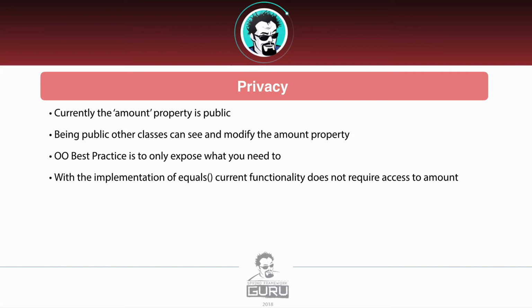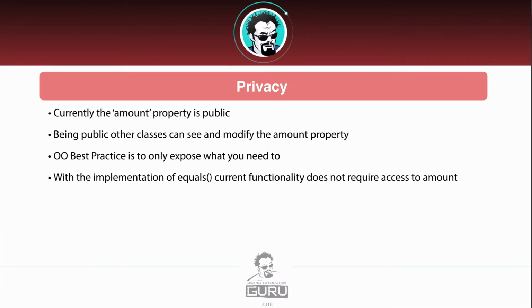And in the last video, we implemented the equals functionality. That kind of mitigates the need for us to have the amount property exposed at all. So we can make that property private and refactor our test to use the equals property. So I'm going to jump over to IntelliJ and do that right now.